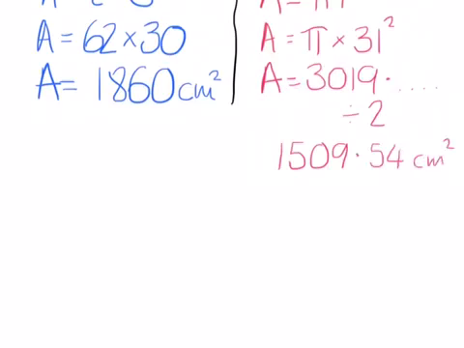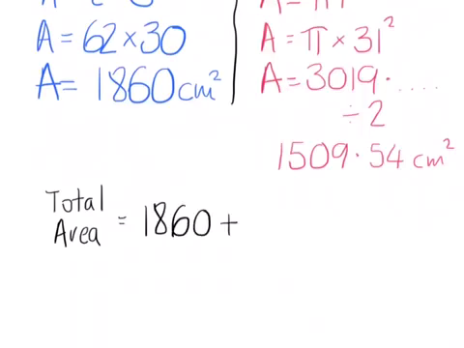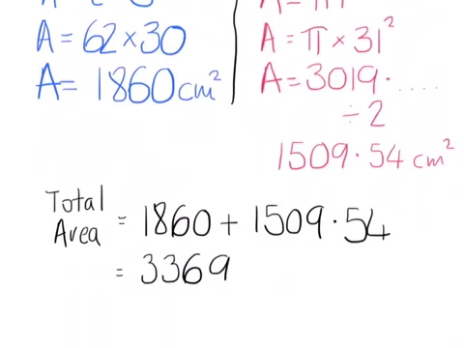That's square centimetres also. We're looking for the area of the cross section, which we'll call the total area, and that's the blue section and the red section added together. So the rectangle area was 1860. Add on the semicircle, 1509.54, and that gives us the area of the cross section as 3369.54 square centimetres.